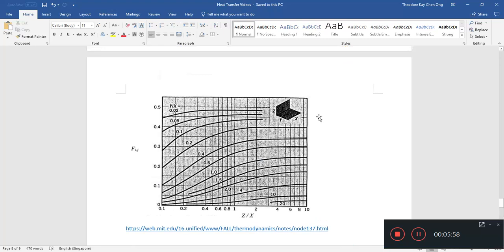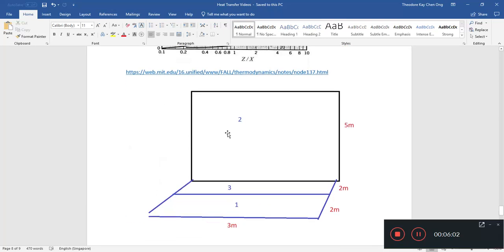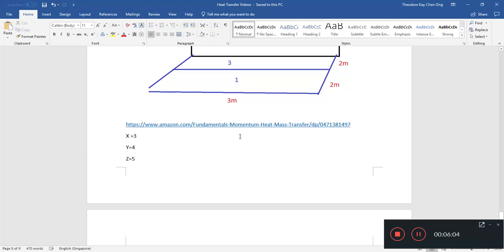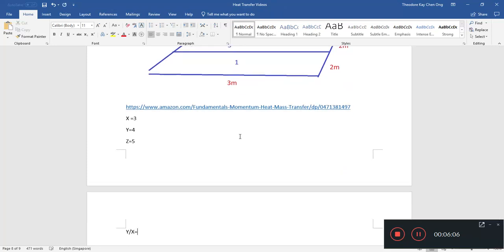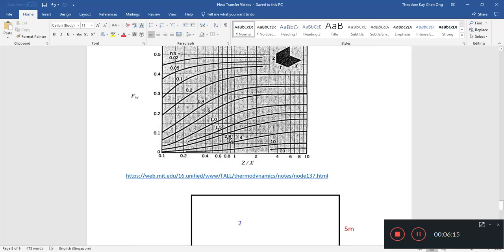And how do we read this chart? We need a y over x value. So what is y over x? y over x equals 4/3, which is 1.3333. So where will it be? It will be somewhere in between the 1.0 and 1.5 lines.